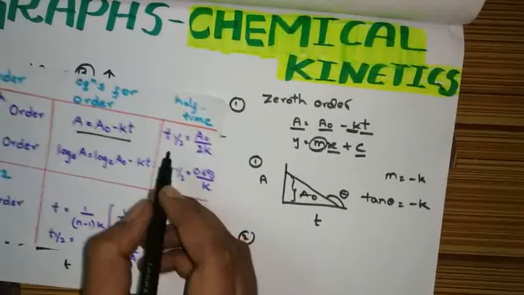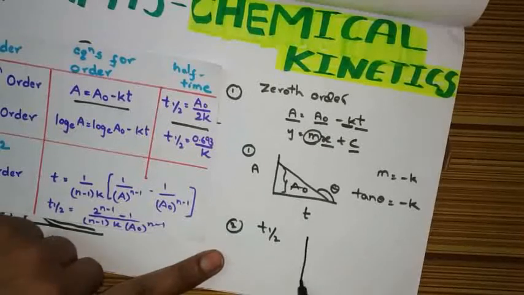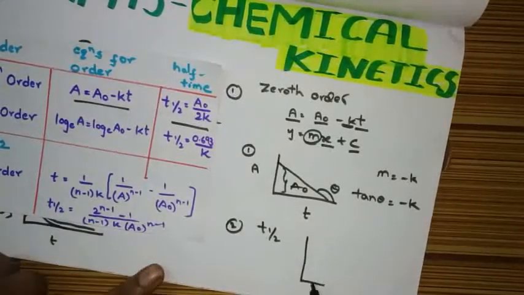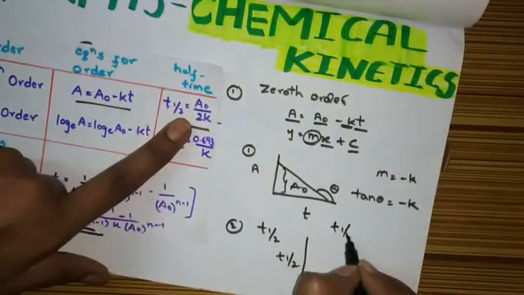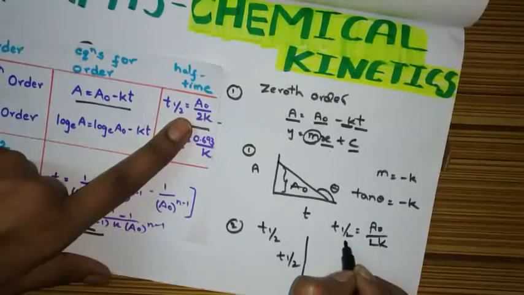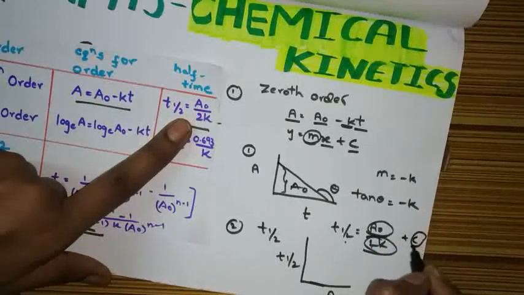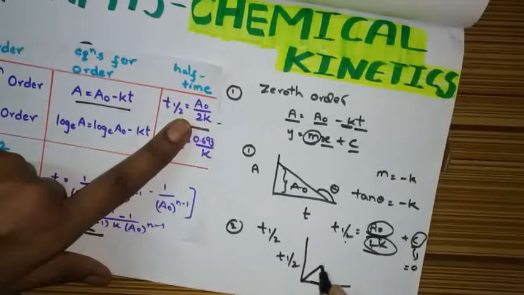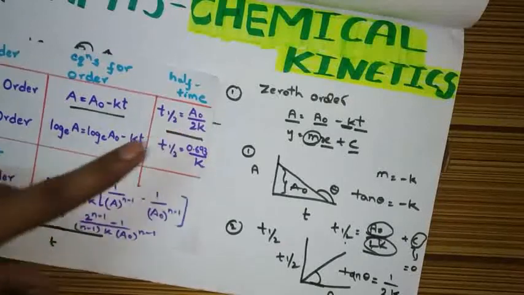Now try to draw the graph for half-life. Take t half on the y-axis. t half is equal to A naught by 2k, right? So y is equal to mx plus c. On the x place A naught, the m value will be 1 by 2k. Here a positive slope is there. Is there any intercept? The intercept value is 0. So it will be like this, and tan theta will be 1 by 2k. That's it.